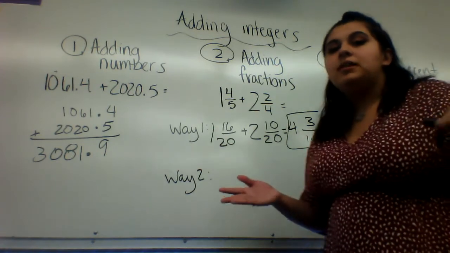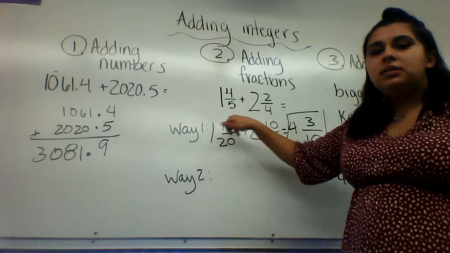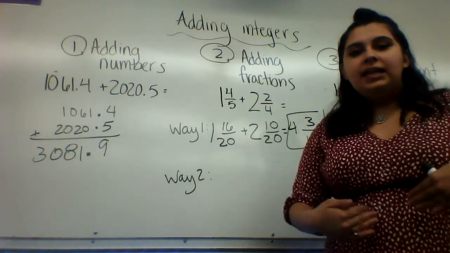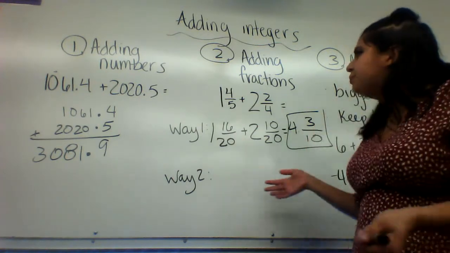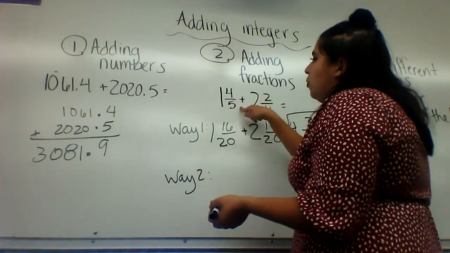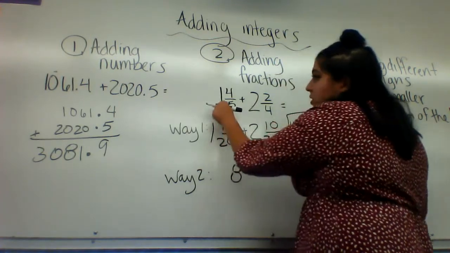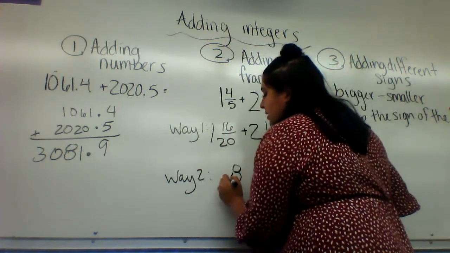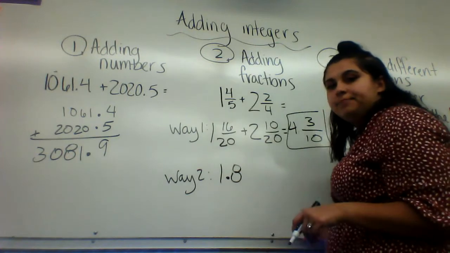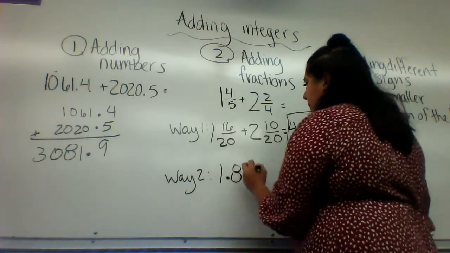Other way we can do this, which makes it a lot easier, is turning these fractions into decimals, adding them, and then making it a mixed number. So I have 4/5 right here. So 4 divided by 5 would give me 0.8 normally. But I have this whole number in the front, so that's going to be attached at the front instead. So 4/5 is 0.8. I keep that one in the front.